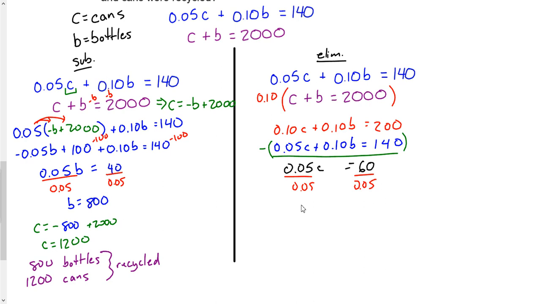And c is 1,200. Now, if by chance you wanted to go the hard way and you wanted to plug this 1,200 into the first equation and go that method, you absolutely can.